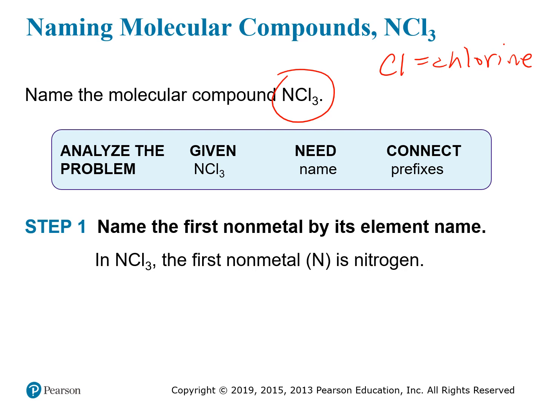So the first thing we have to do to analyze this problem is to figure out what elements these are, right? And I gave you the first one, or really the second one, which is chlorine. The first nonmetal is N, which is nitrogen. So you just look on a periodic table if you're not familiar with the symbols yet, and you find N, and it'll tell you that it is nitrogen.